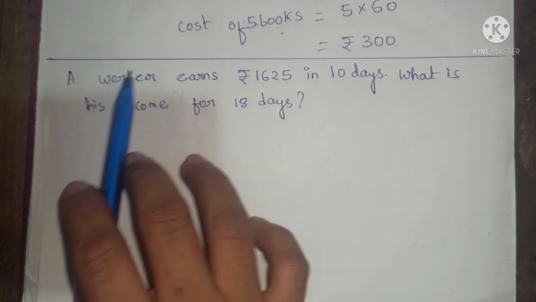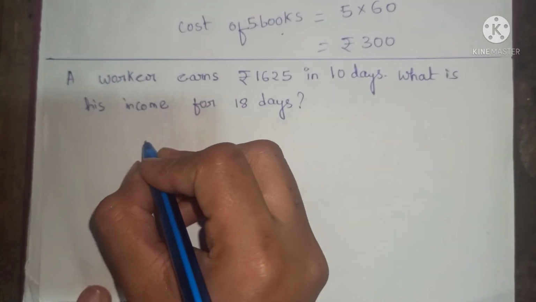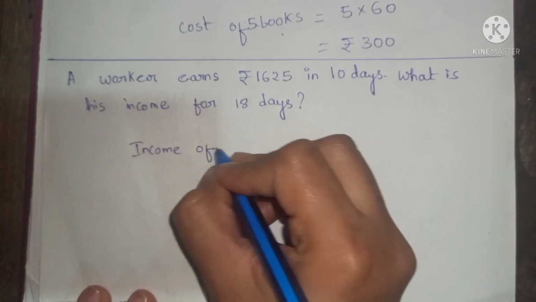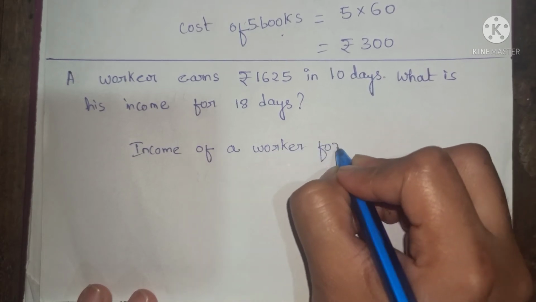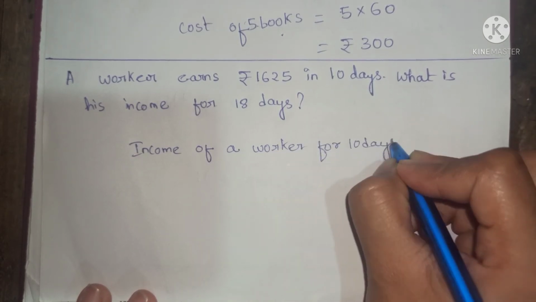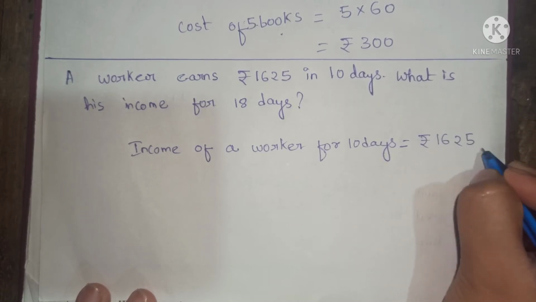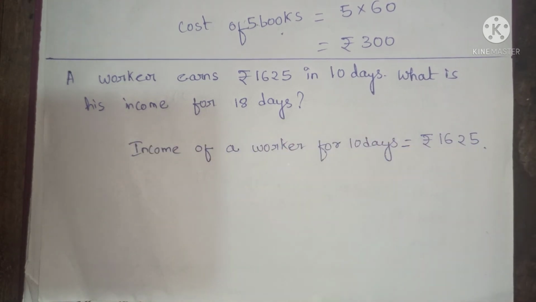A worker earns rupees 1625 in 10 days. So the income of a worker for 10 days is how much? When he is working for 10 days, he gets rupees 1625. Now the question is asking what is his income for 18 days. 10 days is given, you have to find for 18 days.